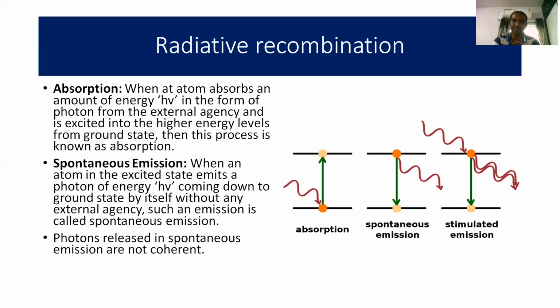If you want to consider the absorption process, usually the electrons are present at the ground level, and such electrons are excited by supplying a certain amount of energy from external means. That means with the influence of an external agency, the electrons present in the ground state are excited to the higher energy levels by absorbing an energy equivalent to a photon, in the form of h nu. Such a process is called absorption. In the first diagram, we can see the process of absorption.